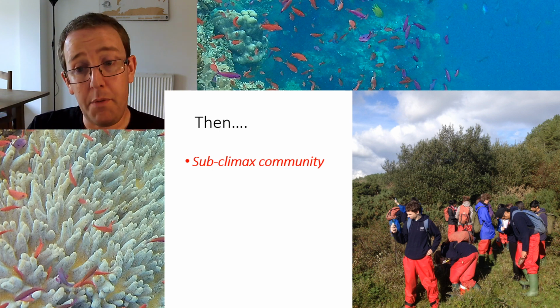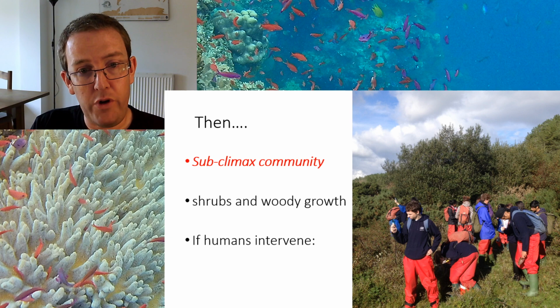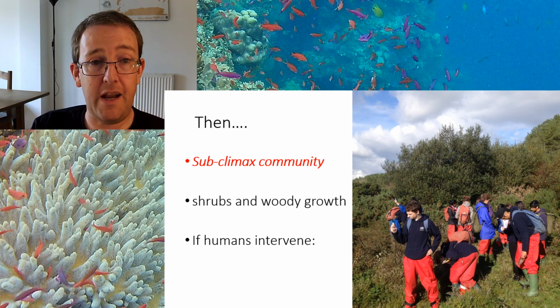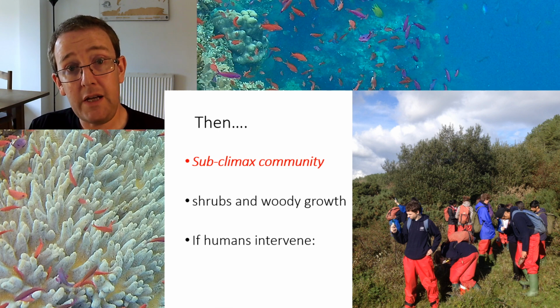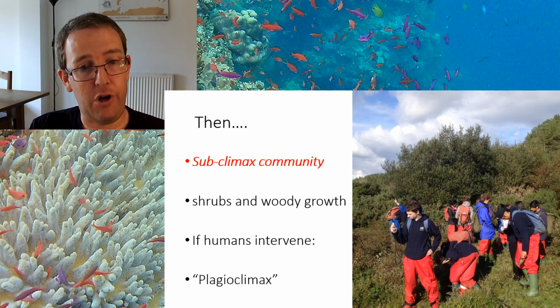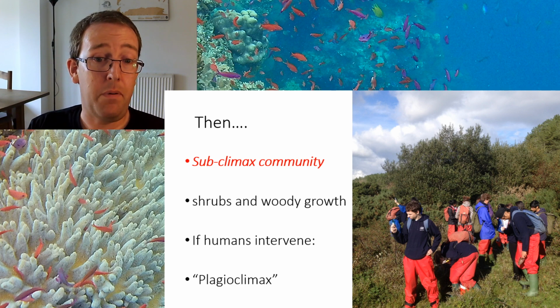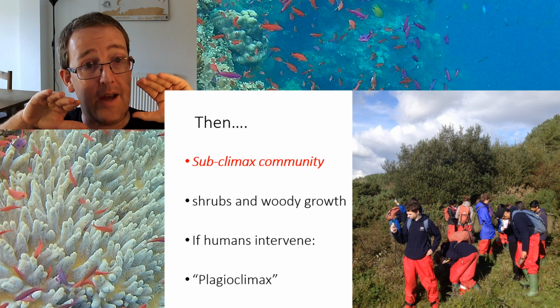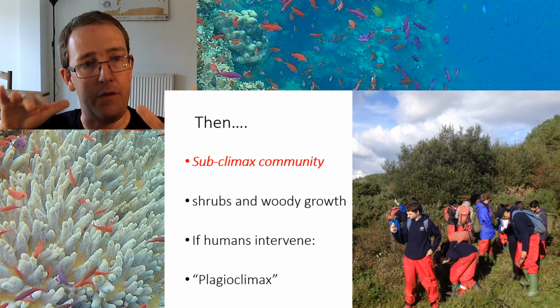Okay, it's a subclimax community. Shrubs and woody growth, and then at this point, quite often, we're going to talk about intervention in the next lesson. If humans intervene, what you get is what we call a plagioclimax. Again, that is a beyond the syllabus word, but it's a good one to know. So plagioclimax is where we stop a succession, and we go, that is the artificial top of a succession.